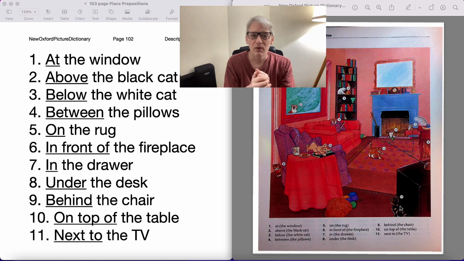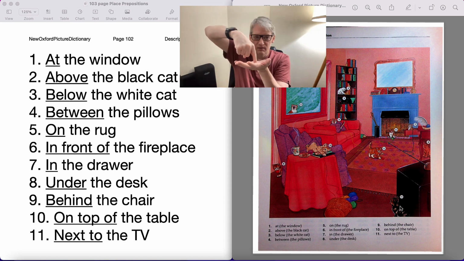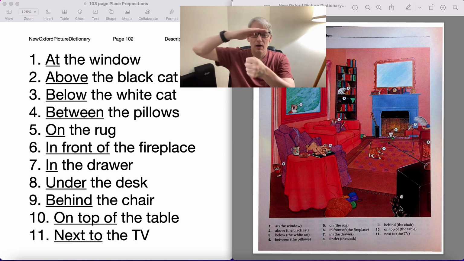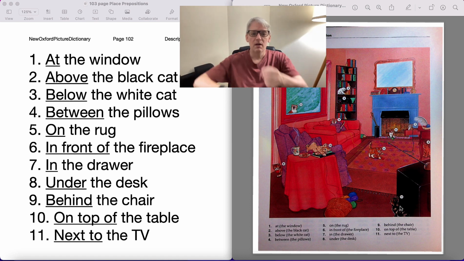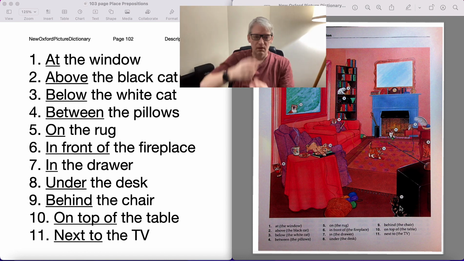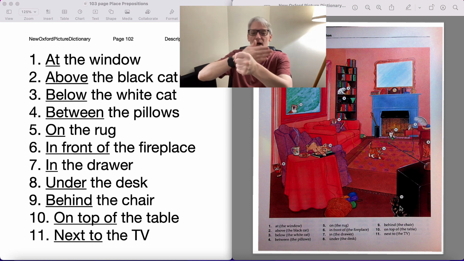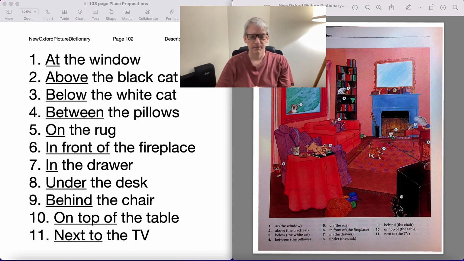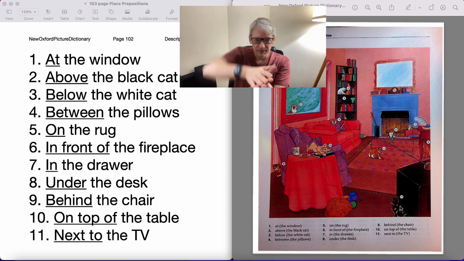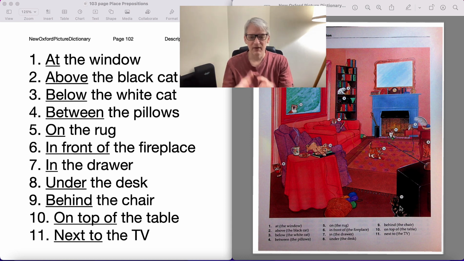So a quick review, all right? Number one, at. Number two, above. Number three, below. Number four, between. Number five, on. Number six, in front, in front. Number seven, in the drawer. Number eight, under. Number nine, behind. Number 10, on top of. And the last one, number 11, next to.